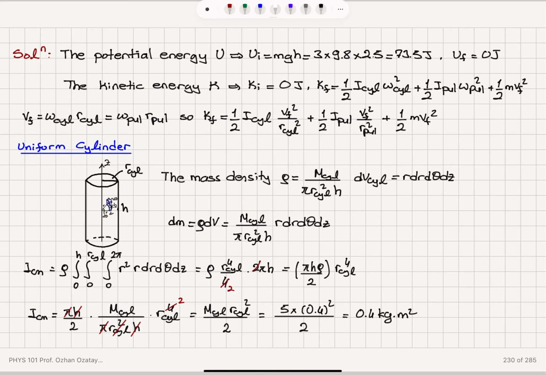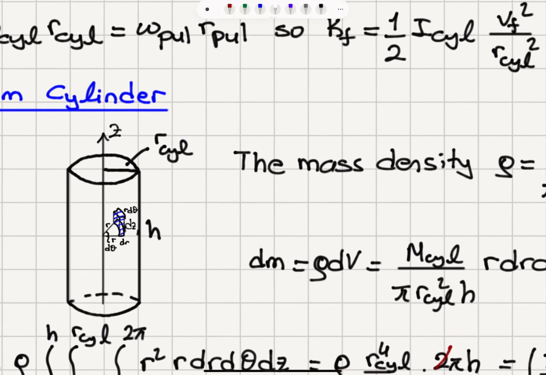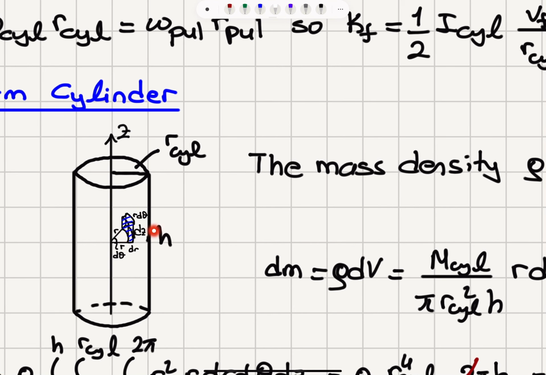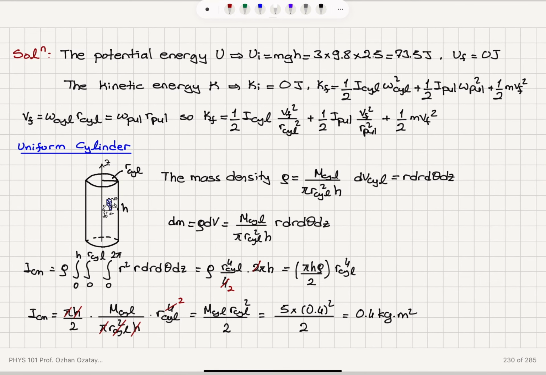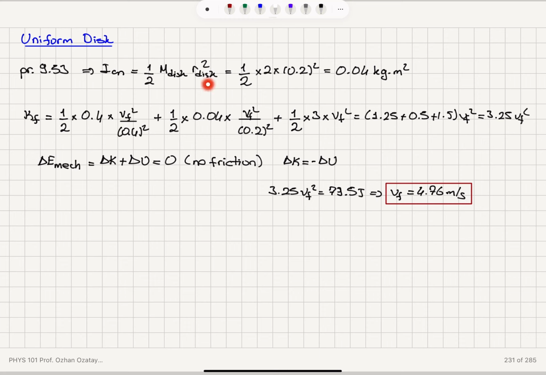And for the uniform cylinder, we write the uniform mass density, capital M divided by pi r squared h. We notice that if we concentrate on a mass element here, it has a volume dr dz r d theta, the arc length. By performing the integral throughout the volume of the cylinder, we find it's M r squared over 2. And we also had the same result, M r squared over 2, for the uniform disk from problem 9.53.